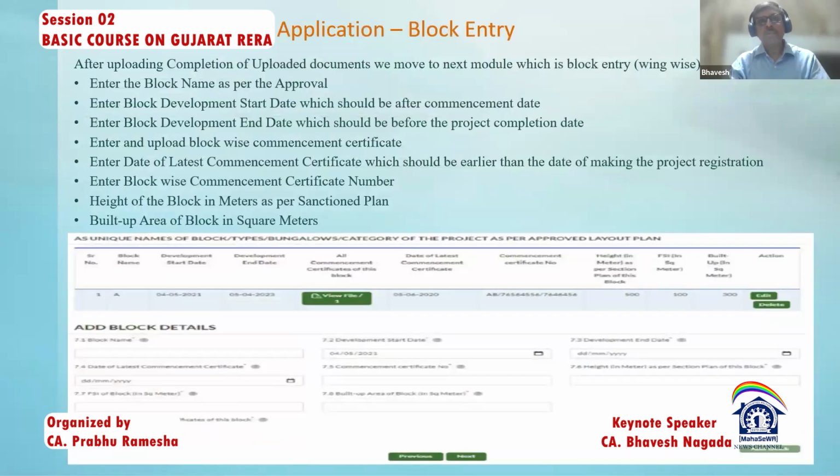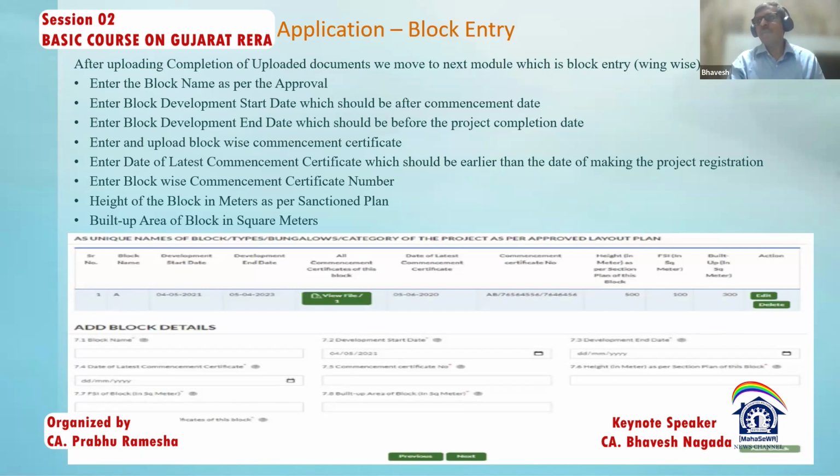Right. Now, coming to completion of uploading documents. These were the frame module of uploaded documents. Now that we have uploaded the documents, we go to the new module, which is block entry. Block entry means, let's say, a wing. Take an example of a 1000 square meter plot, with 200 square meter in it. In that there is one building, and one building may have two wings, A and B. So A is a block, B is also a block. These two wings will be together.